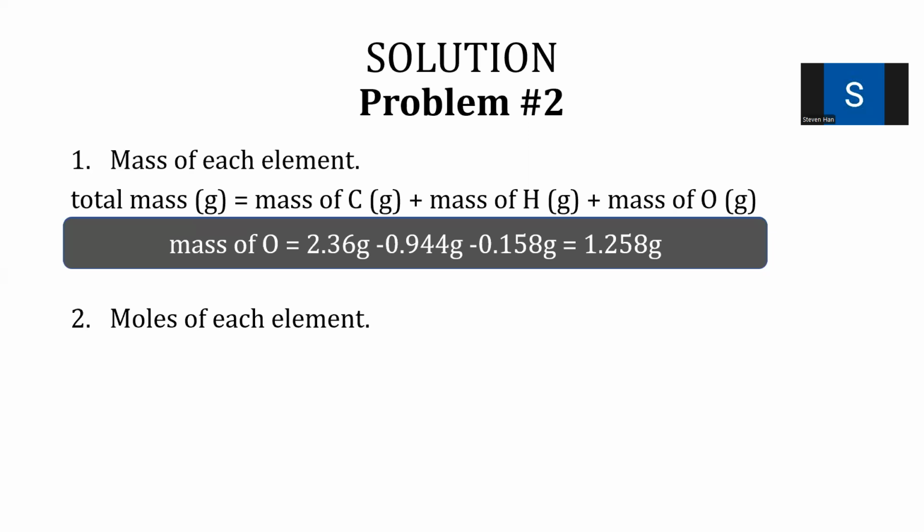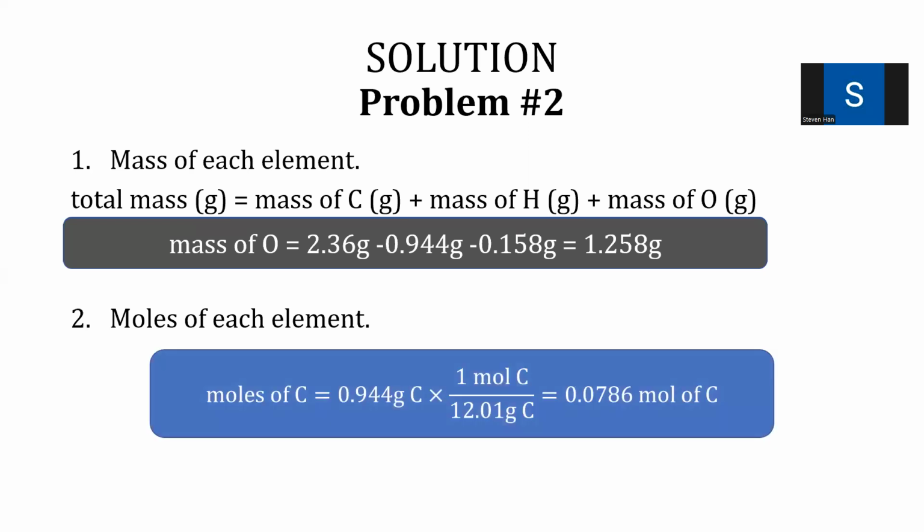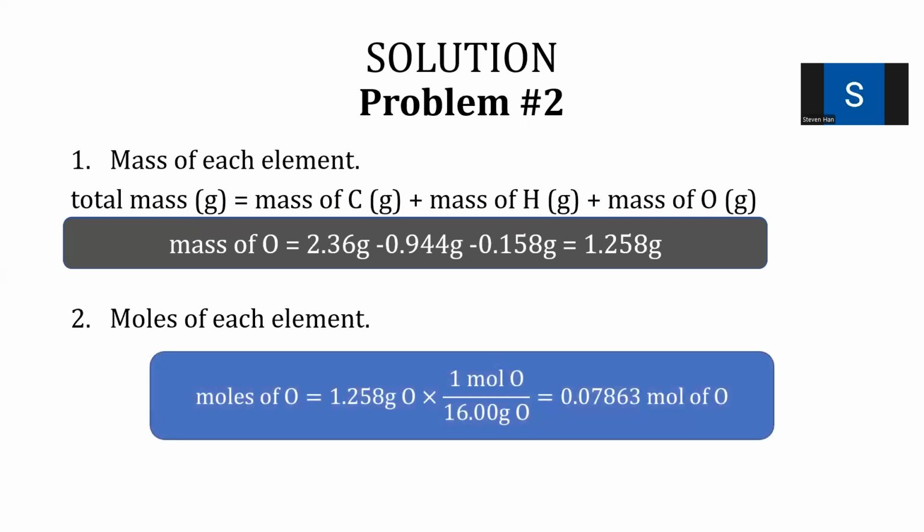Next, determination of the number of moles of each element is performed. There are 0.0786 moles of carbon from 0.944 grams of carbon, 0.157 moles of hydrogen from 0.158 grams of hydrogen, and 0.07863 moles of oxygen from 1.258 grams of oxygen.